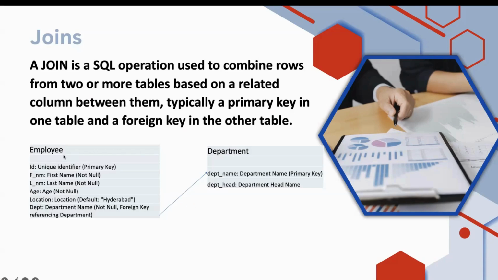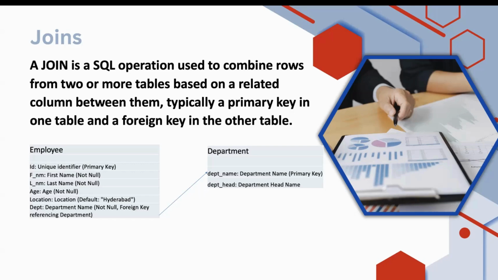Here, if you can see, there is an employee table and a department table. In the department table we have department name as the primary key, and we can give the reference to the department name in the employee table. With the help of that we can connect more than two tables, and they give the reference of each other. With the help of that we can create the joins.